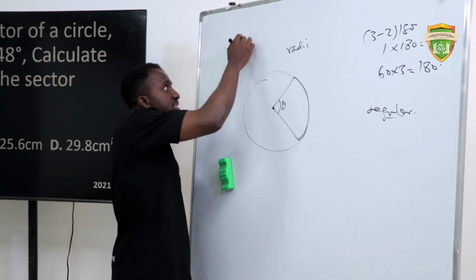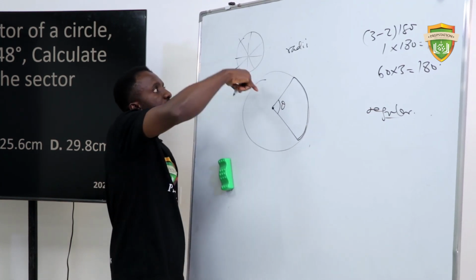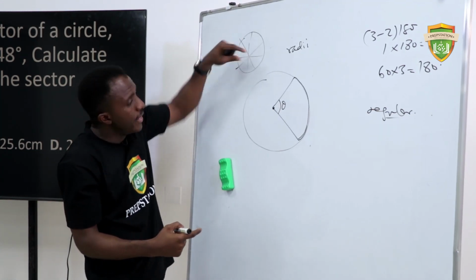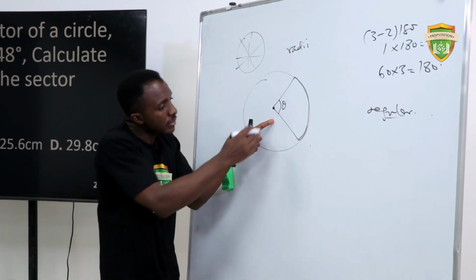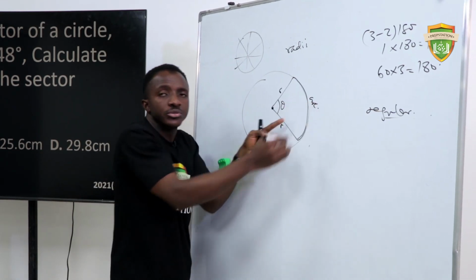If you like pizza like I do, this is how it is sectioned. You can pick the slices from here. So this is a sector: a radius, another radius, and an arc. So this is a sector.